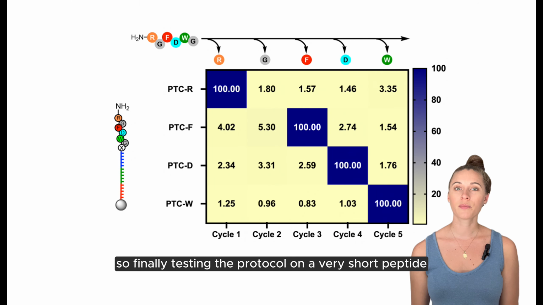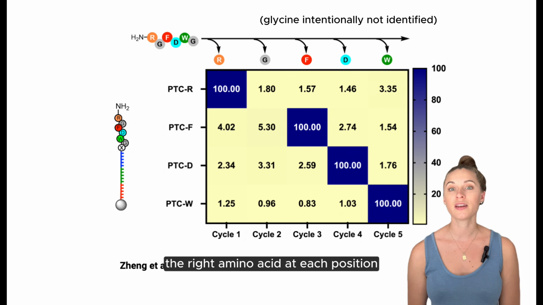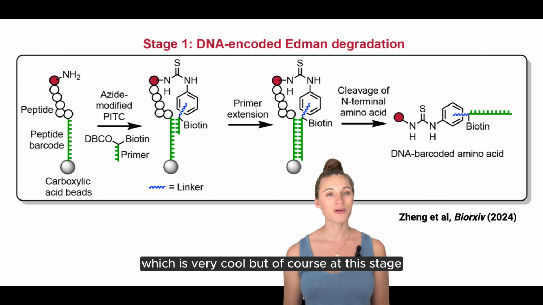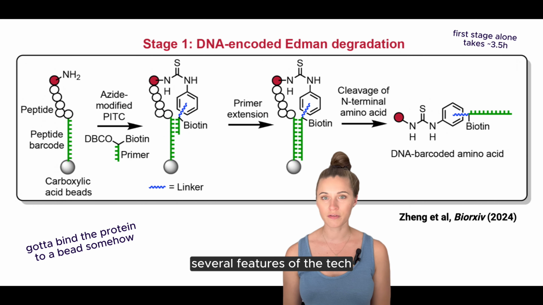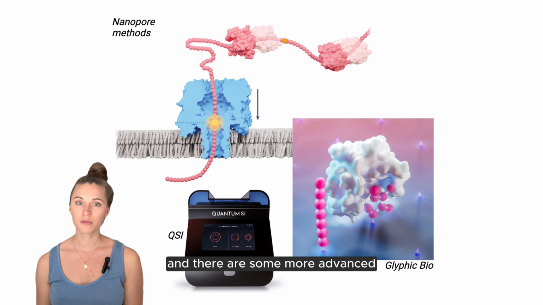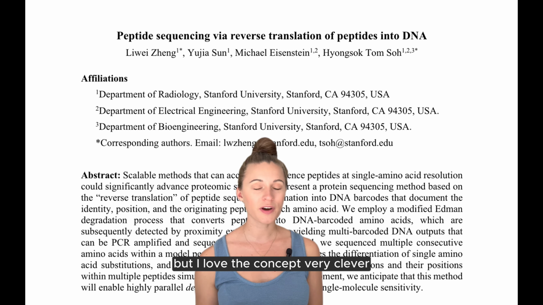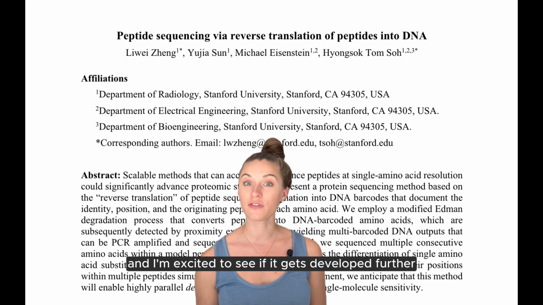So finally, testing the protocol on a very short peptide, they do manage to identify the right amino acid at each position, which is very cool, but of course at this stage, several features of the tech prevent it from being actually practical for protein sequencing. And there are some more advanced, very promising alternative methods. But I love the concept, very clever, and I'm excited to see if it gets developed further.